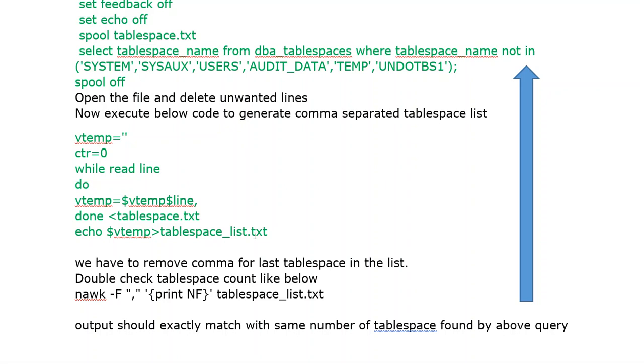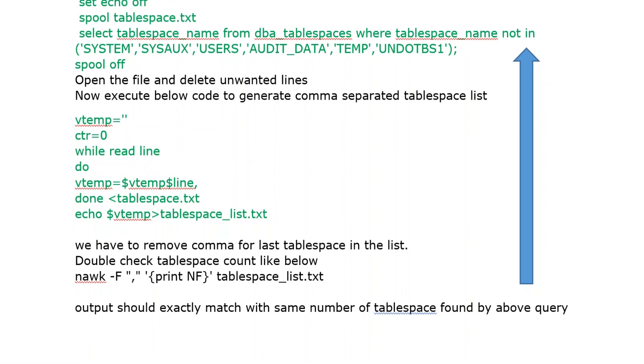One thing is that you may have a comma at the end of the last tablespace. You just need to remove that one. That's it. I would also suggest you make sure that the count of tablespaces is the same as what you are getting from this list. To do that, I have used the awk utility to find the number of fields using a comma separator. This should give you the exact number of tablespaces.